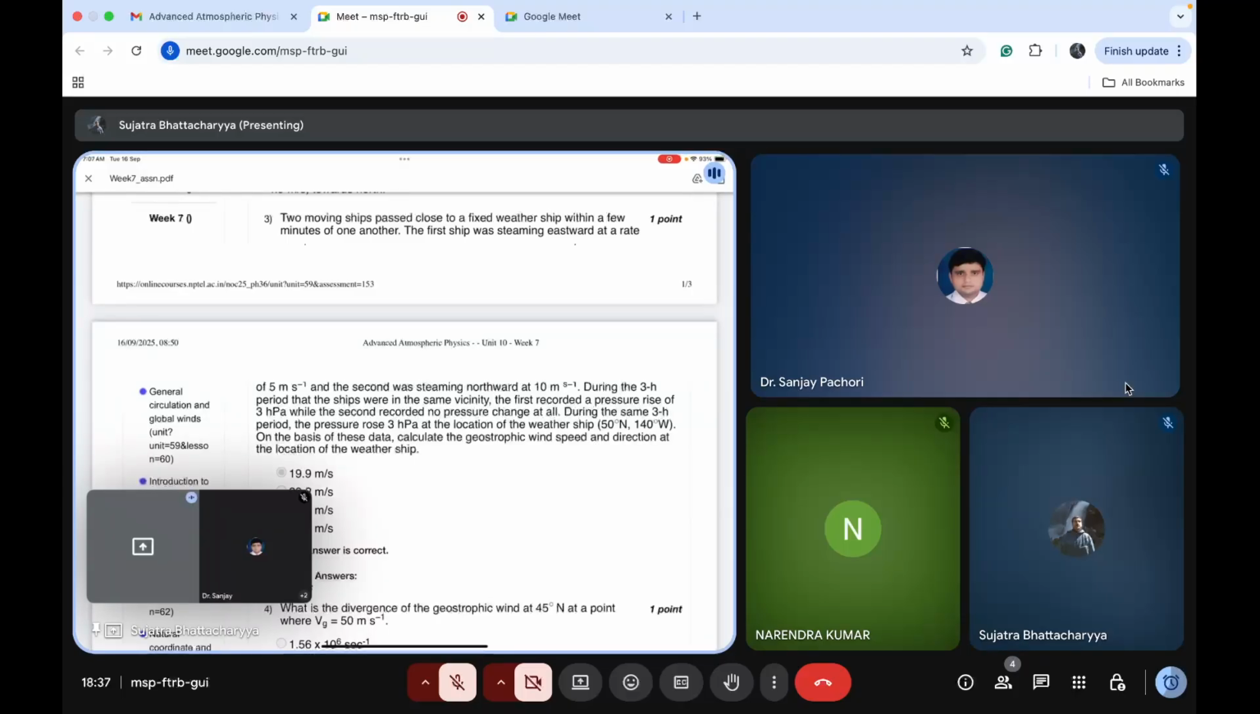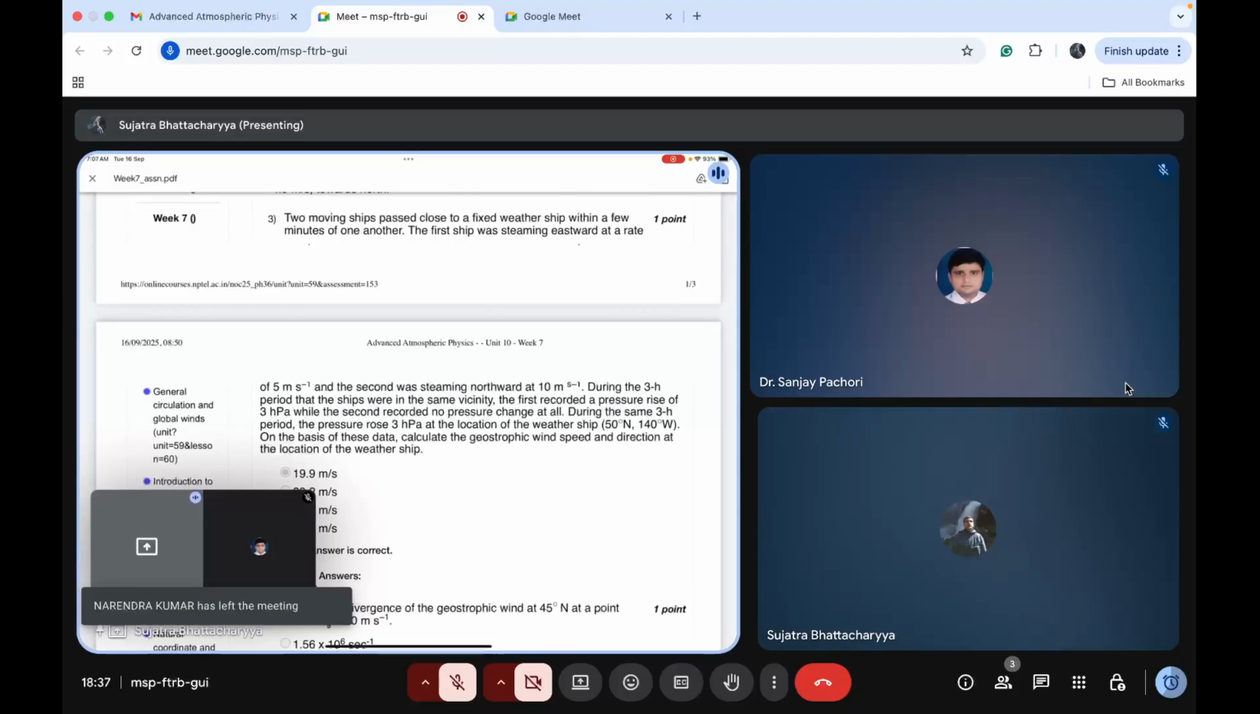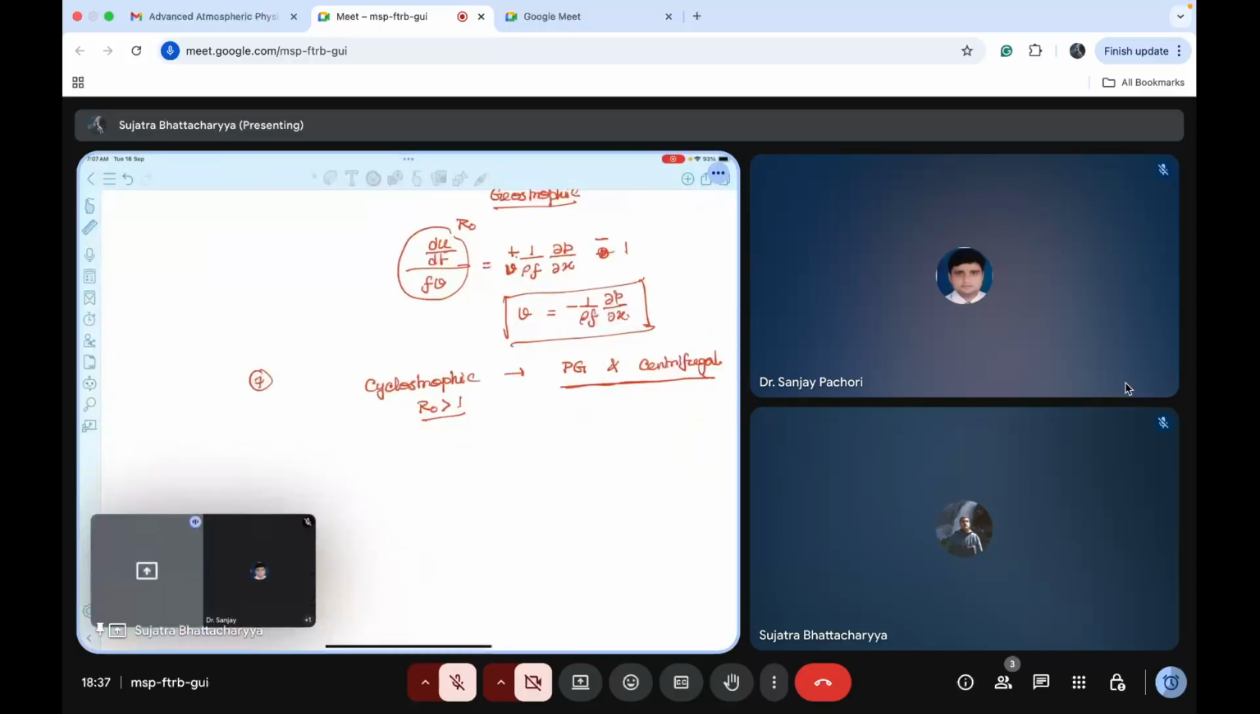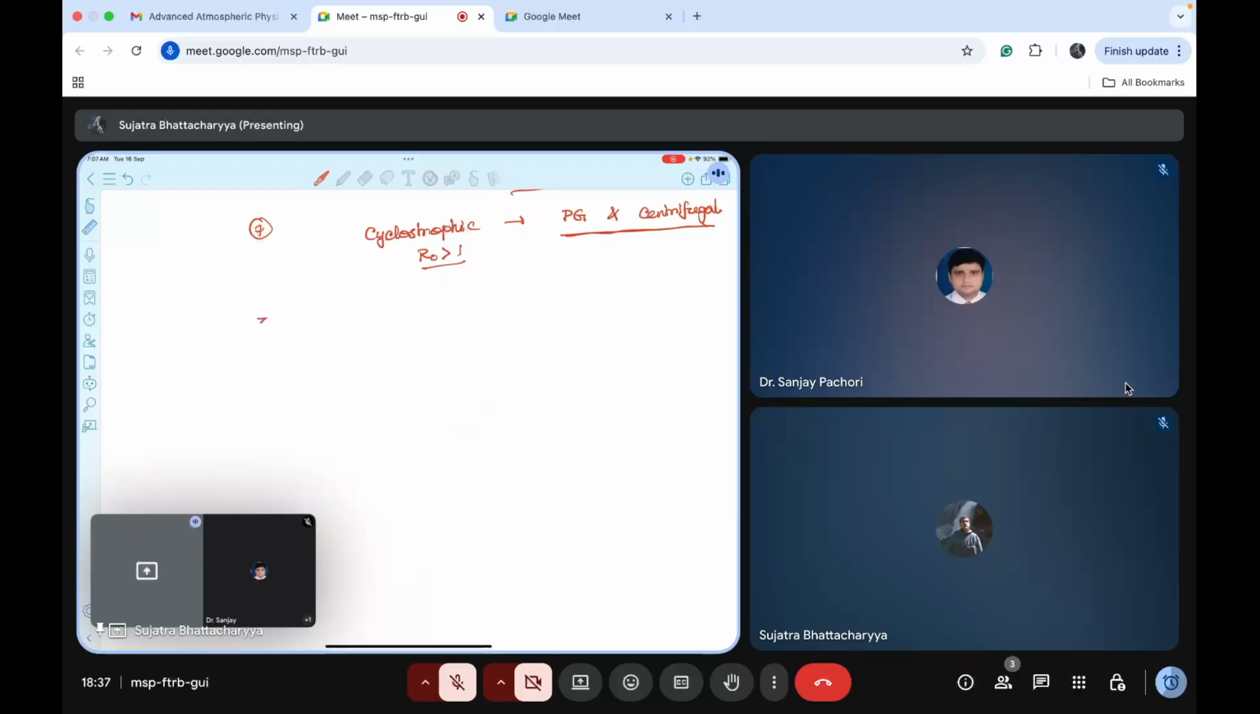During the same 3 hour period, the pressure rose 3 hectopascals at the location of the weather ship, which is at this point. On the basis of this data, calculate the geostrophic wind and direction at the location of the weather ship. So you have to calculate the geostrophic wind, and geostrophic wind velocity is a vector quantity. So this has to be done properly. It is a long question, and it's better to see how we can solve this. This is the third one, right?